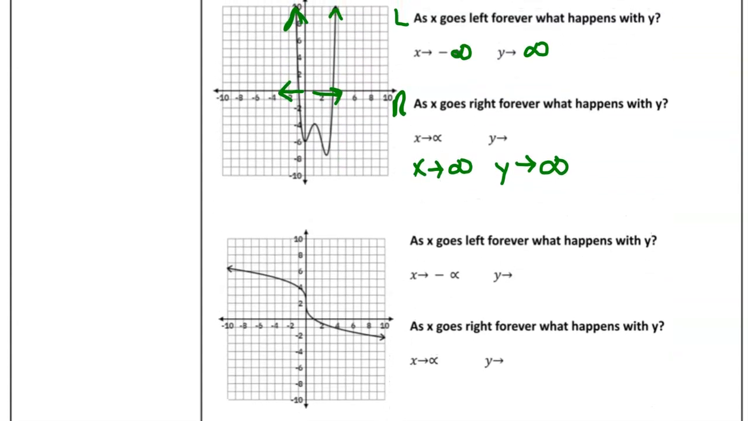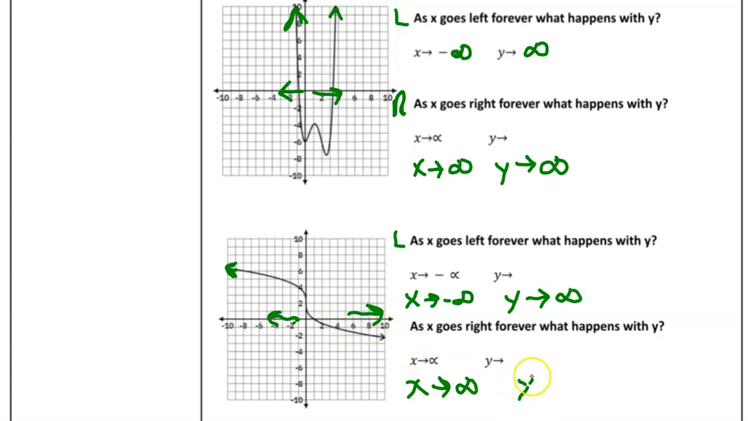This next one, as x goes left, we're working at this one here, we're going this way. As x gets smaller and smaller, as x approaches negative infinity, what's y doing? Well, y is going up. It's also going towards positive infinity. It's getting bigger, but x is getting smaller. And then on the right side, as x approaches positive infinity, it's going this way, y is going down. So y is going towards negative infinity. It's getting smaller. So the arrow's going down.